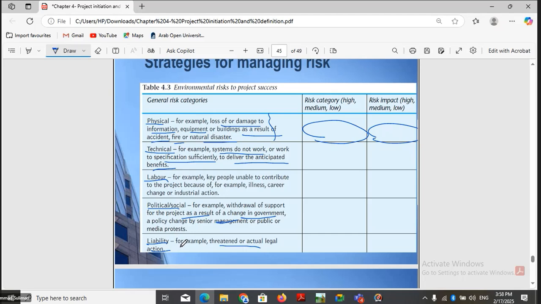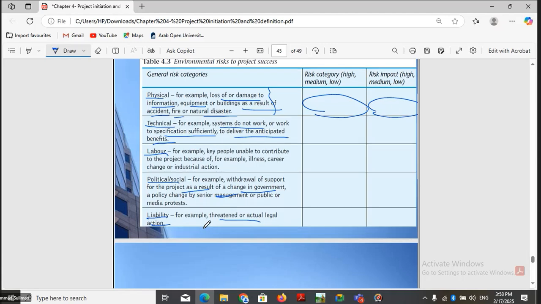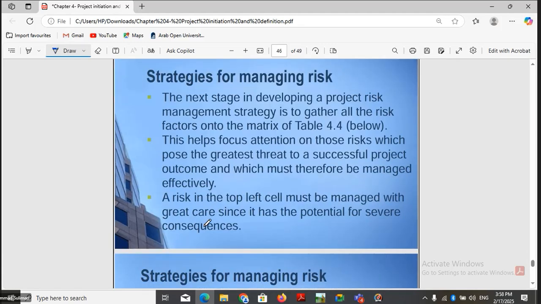All these risks also need to be identified and maintained in the risk register, and we see what their category is and what their impact is on the project. Okay, the next stage is developing a project risk management strategy. And that is to gather all the risk factors onto a matrix, which we'll see in figure 4.4, which will help us to focus on the risk that has a great threat, that is high risk. Okay, and how we can manage them.